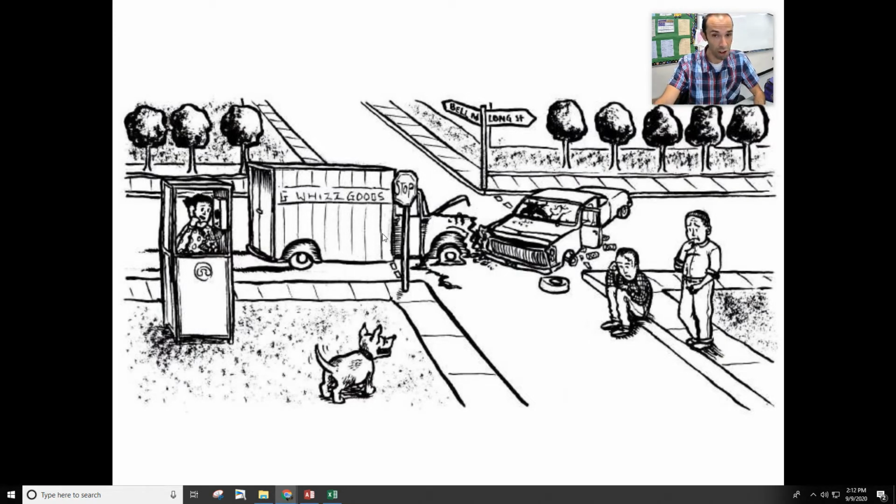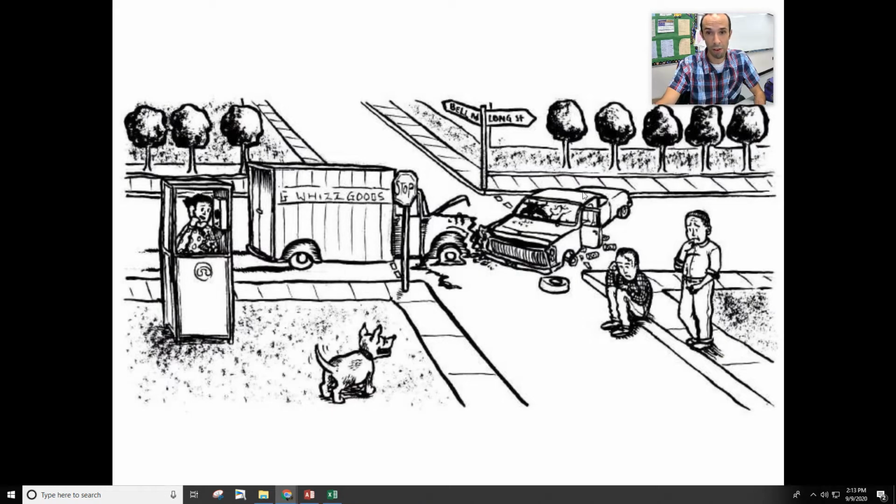The observation is the car is crunched in the front. The observation is that there are 1, 2, 3, 4, 5, 6, 7, 8 trees. The observation is this guy is on a telephone. The observation is that there is an intersection of Long Street and Bell Road. Those are observations.